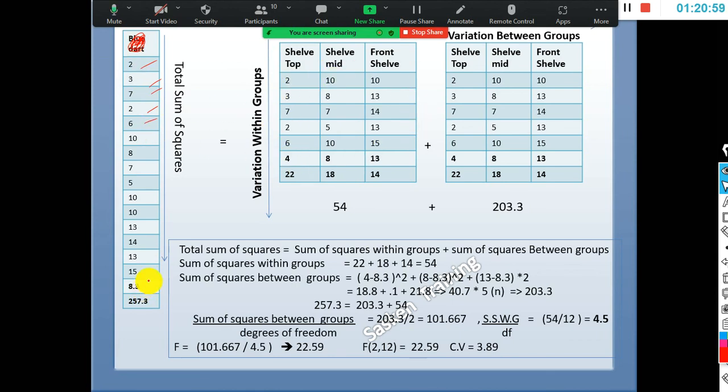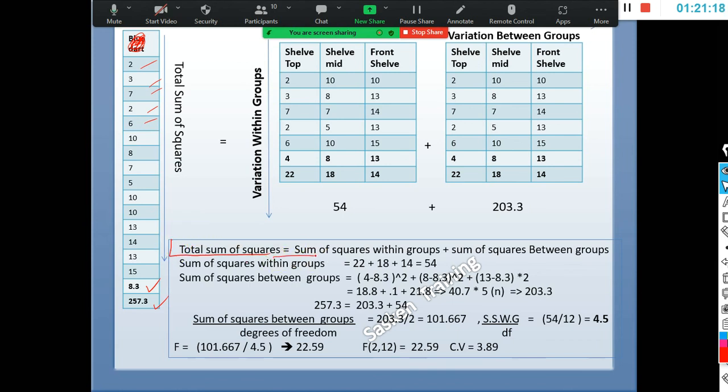If you add all the values, you'll get the population, right? What is my population mean? And what is my population variance? Subtract 8.3 from each and every value and square it, you will get this one. Okay, so that is what this one is. Now we need to use this formula.